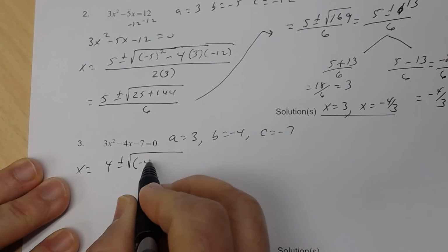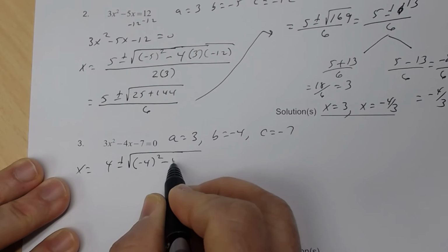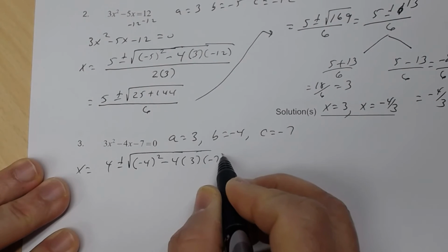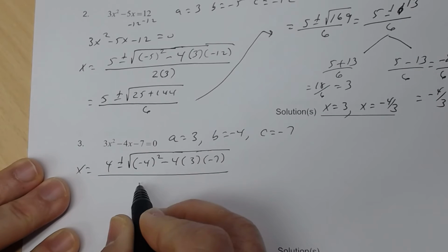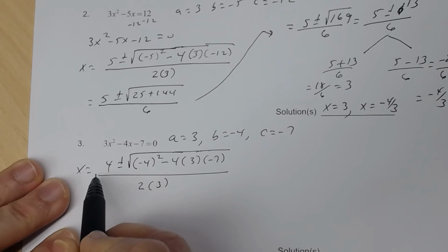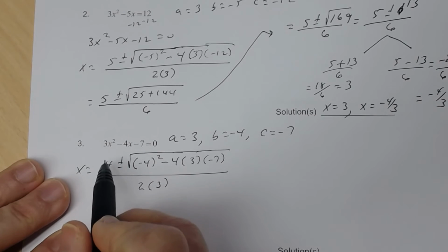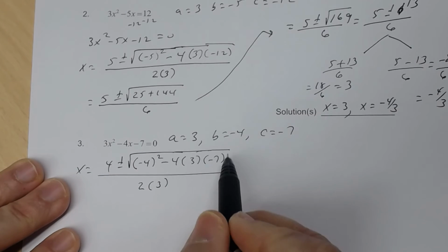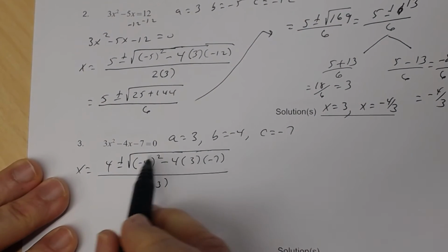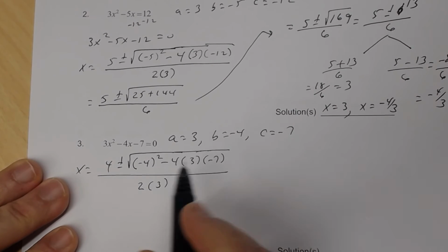B is -4. I'm going to square that. Then minus 4 times A, which is 3, times C, which is -7. All that's being divided by 2 times A, so 2 times 3. Just make sure you go from the opposite of B all the way to the end of the radical expression. Now we're going to simplify the radicand. We're going to simplify the discriminant.